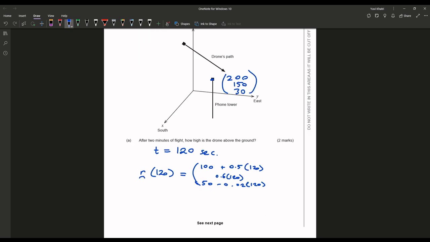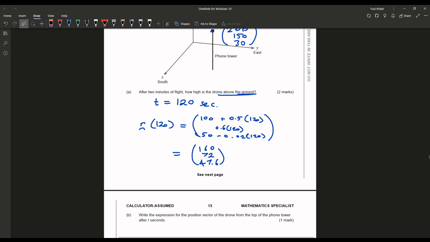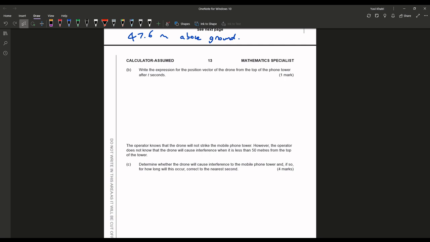Putting that into our ClassPad, we get 160, 72, and 47.6. But we're only looking for the height above the ground, right? So that's going to be this, the z coordinate. So it is 47.6 meters above ground.